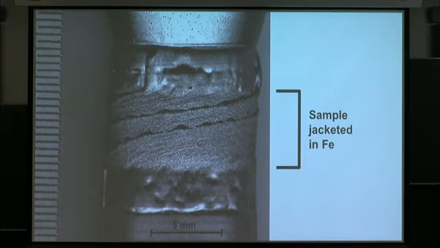And David already showed some pictures like this, but just to point out again, you form a crease in the edge of the jacket upon pressurization that was initially vertical, and you see it's deflected on the part of the jacket where the sample is. And so this is taken to a shear strain of 5 or so.